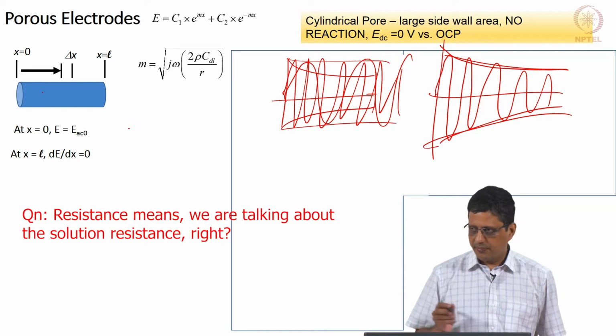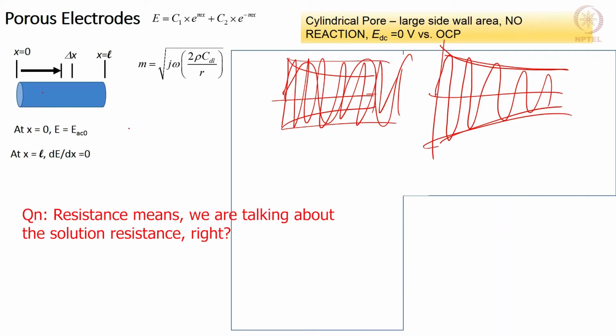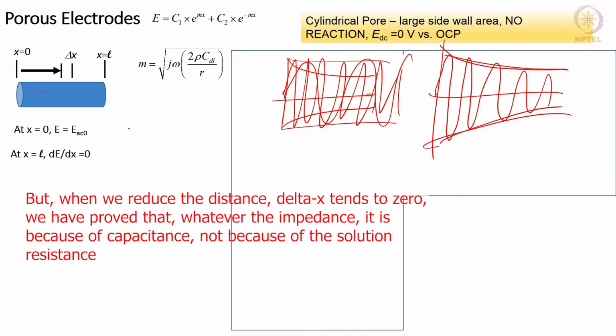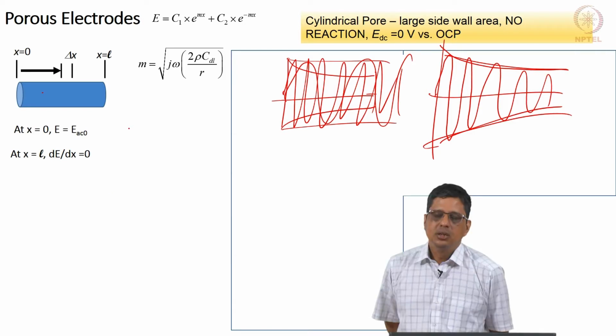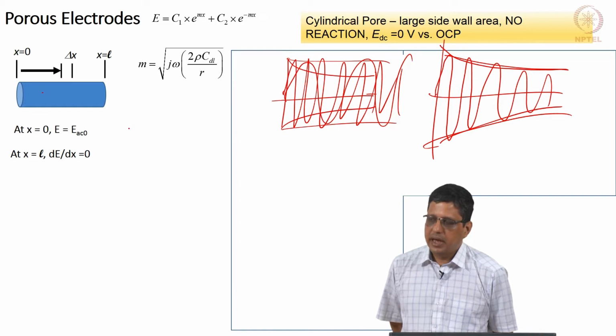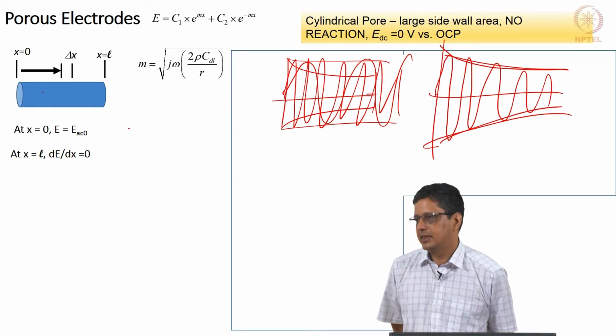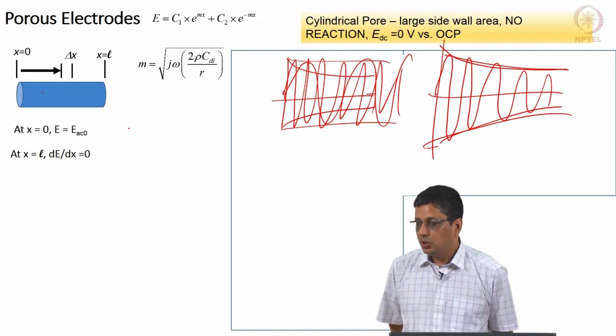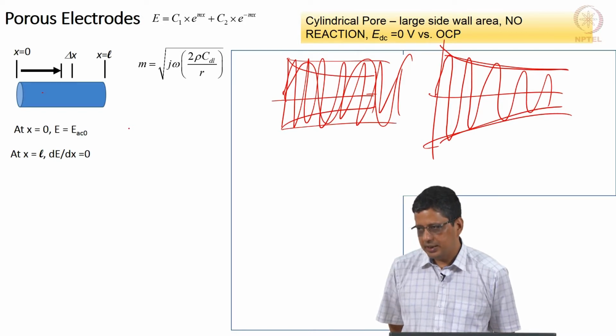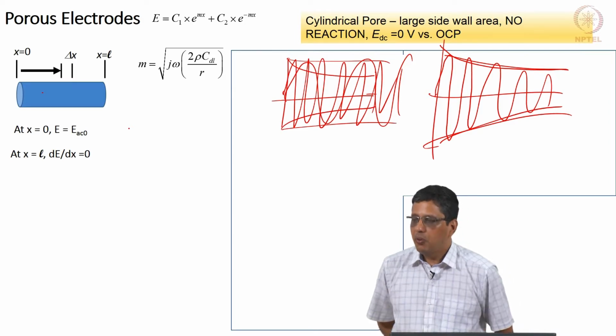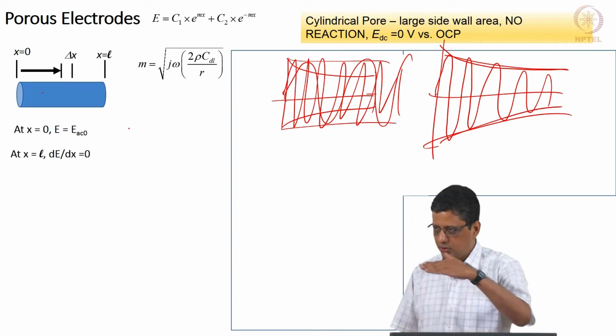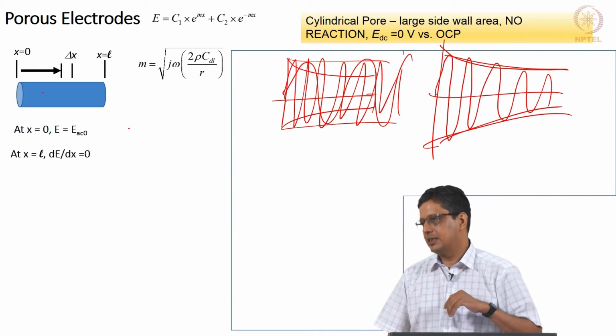So resistance means we are talking about the solution resistance. But when we reduce the distance delta x tends to 0, we have proved that whatever the impedance, it is because of the capacitance, not because of the solution. The impedance at the side wall is because of the capacitance. Total impedance is going to be because of the resistance plus the side wall capacitance. Whatever current is going through the resistor has to go through the capacitor.